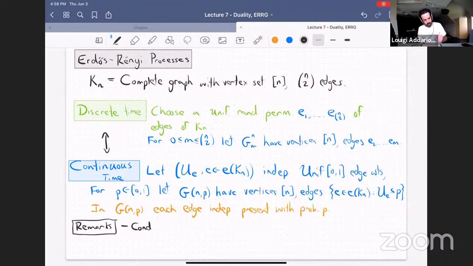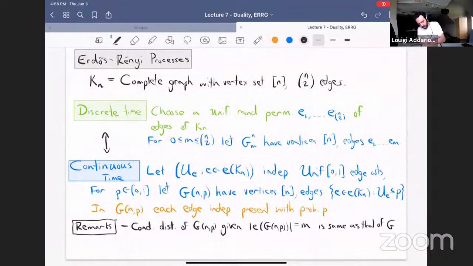Here are some connections between the two. The conditional distribution of G(n,p), given that the graph has some number m of edges, is just the same as the distribution of G(n,m). Right, because the edge weights are exchangeable. So if I tell you that m of them are at most p, any m of them are equally likely to be those that have weight at most p.